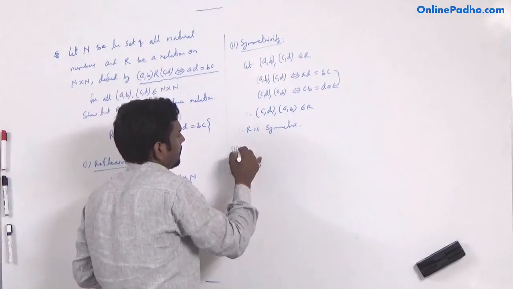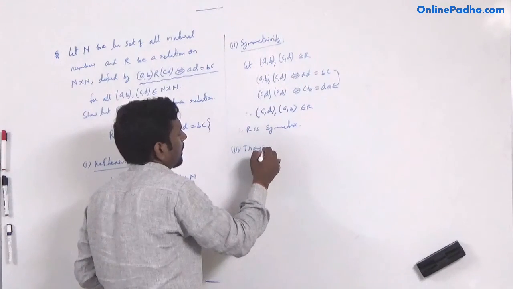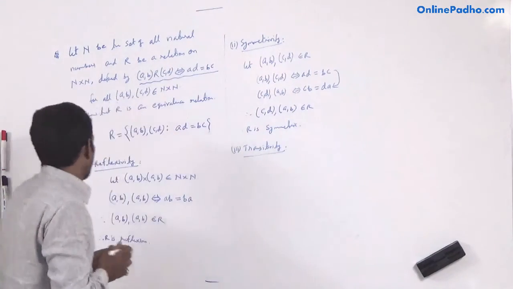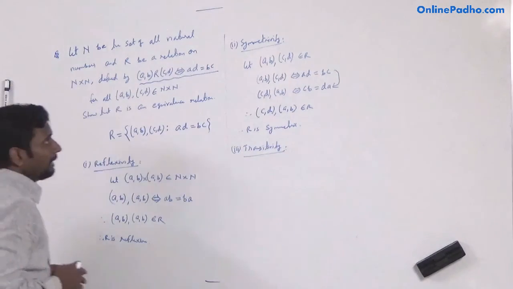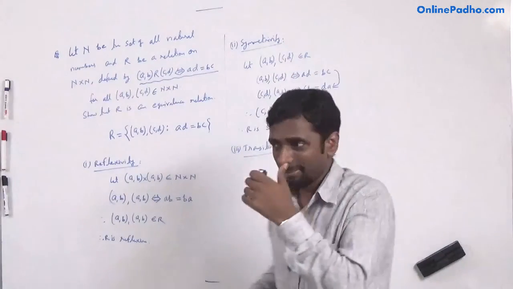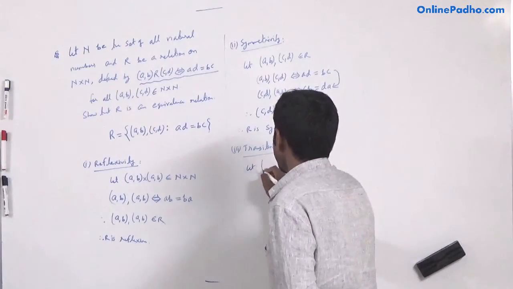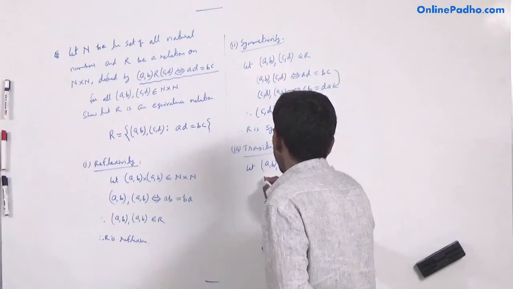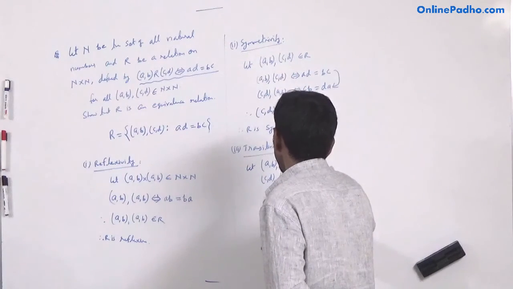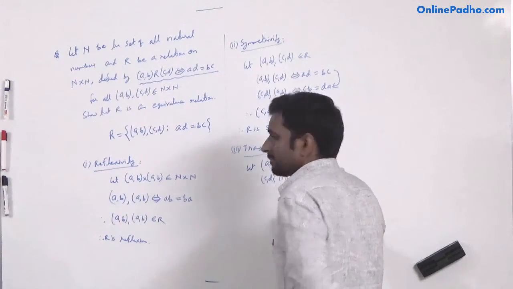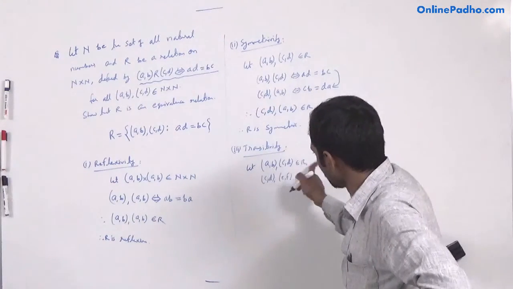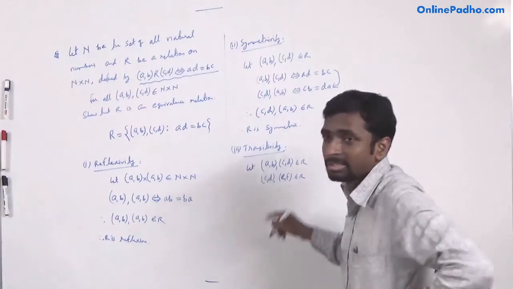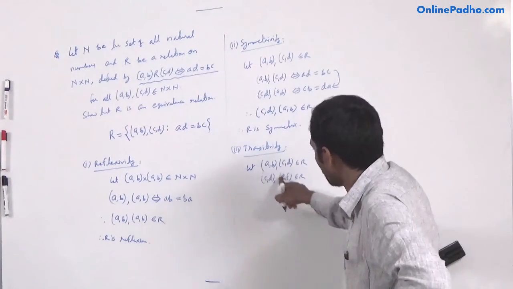Now the third and last one is transitivity. Can we say that it is transitive or not? For transitivity, we have to consider two things. Let us consider (A,B),(C,D) belong to the relation as well as (C,D),(E,F) belong to the relation. We have to prove (A,B),(E,F) belong to the relation.